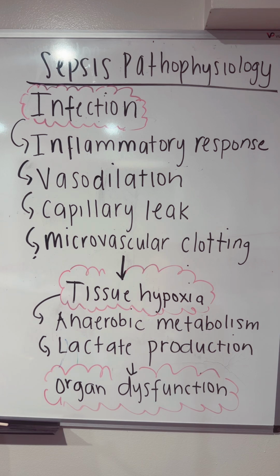The brain receives less oxygen-rich blood, leading to confusion and altered mental status. The kidneys receive less blood flow, resulting in decreased urine output and increased creatinine. And without treatment, tissue hypoxia progresses to organ dysfunction, septic shock, and potentially multi-organ failure.